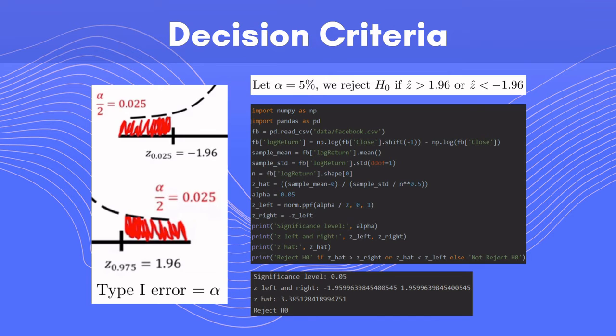Here, we demonstrate how to get the quantiles, which are also called critical values. Let's look at the codes on the right. Norm.ppf can be applied to get the quantiles. We use it to compute the z left and z right. We then compare these two with z hat to see if z hat falls inside or outside this interval. Then, we can draw a conclusion as to whether to reject the null hypothesis. As we have mentioned before, our conclusion may be wrong, but it happens only with a 5% probability.